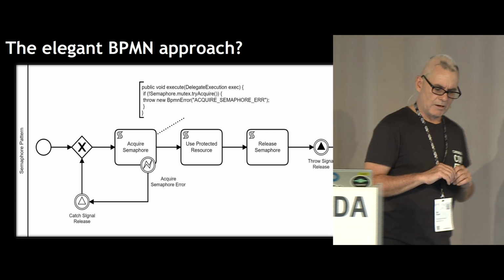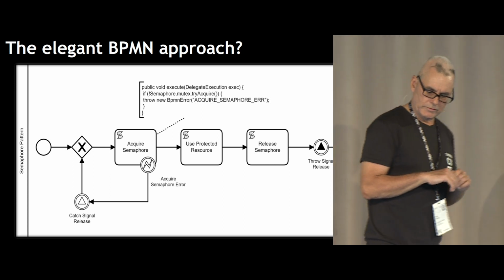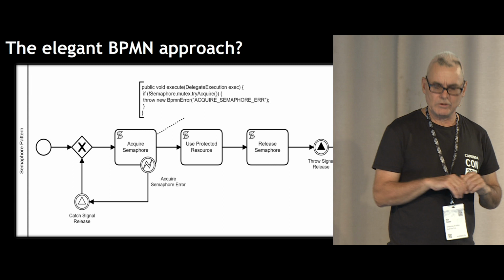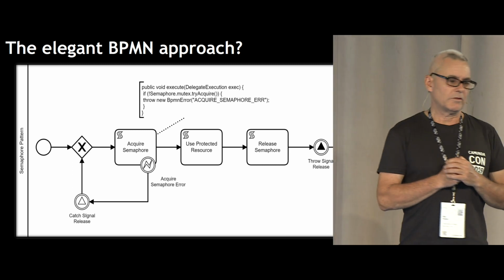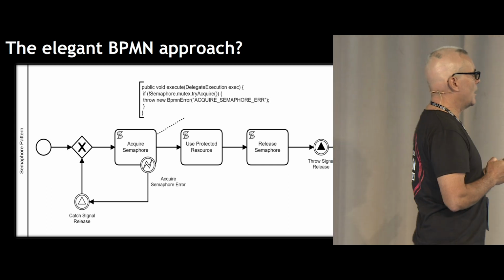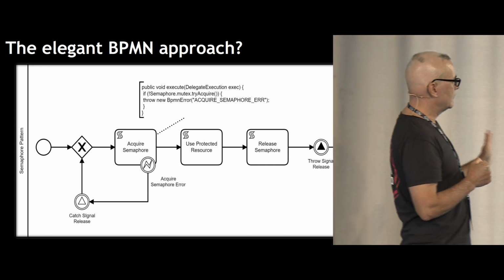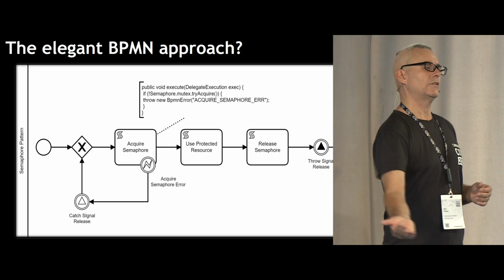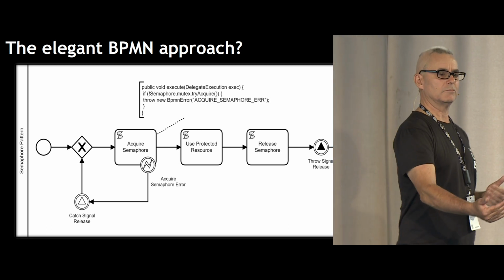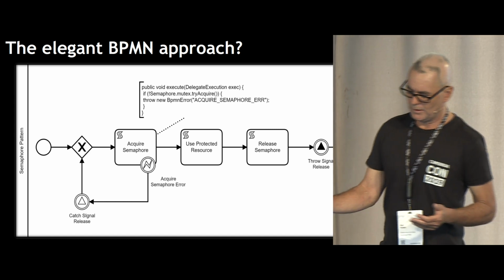This is one pattern we've used, which is we use the semaphore, but we break it into these 3 pieces. Step number 1 is acquire the semaphore. If I acquire the semaphore, keep going through and use the protected resource, make the call. And when you've successfully finished that, release the semaphore. So that's a happy path.